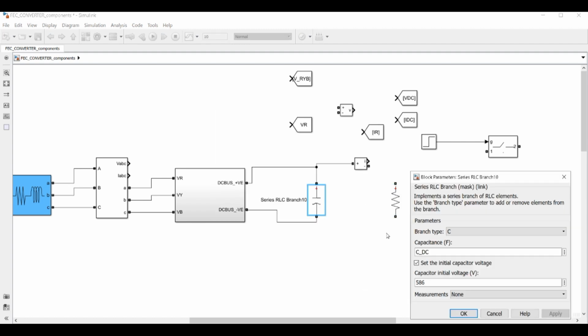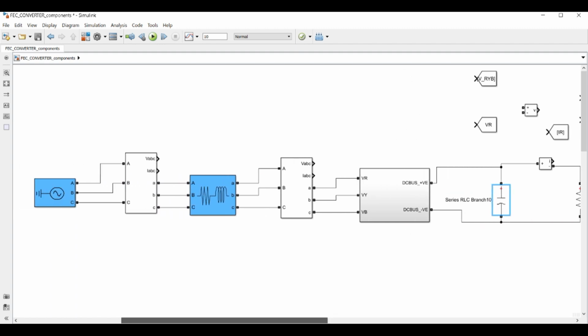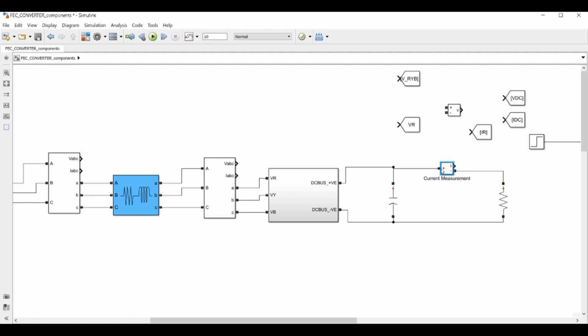Okay, and for the capacitance, now we will place a value of 1200 microfarad. Okay, we will change all these values later accordingly. So this completes our power circuit. Now we will place certain measuring blocks and other blocks over here.